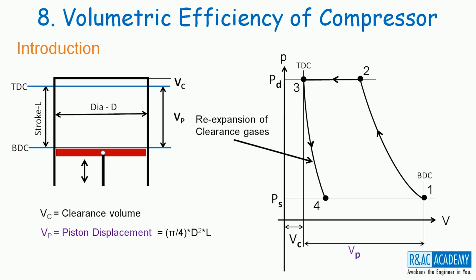re-expansion of clearance gases will be happening. After attaining state 4, any further movement of the piston towards BDC will result in fresh refrigerant vapors from the evaporator being inducted into the cylinder. And this volume is called the actual volume sucked. Also, we can say this is the actual volume of the refrigerant vapor inducted into the cylinder.